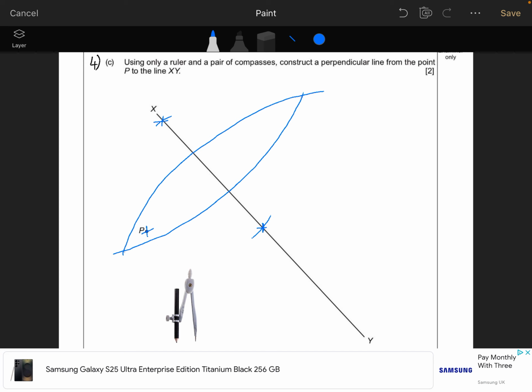I've drawn that arc, and now I've got 2 arcs that cross, and I'm sure you can guess that I'm going to take my ruler and draw a line all the way from one point to the other, and you should find out that that lines up with P, and that gives me a 90-degree angle there, which is a perpendicular line.